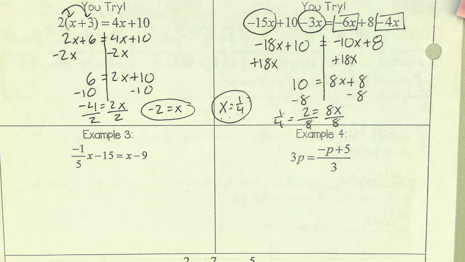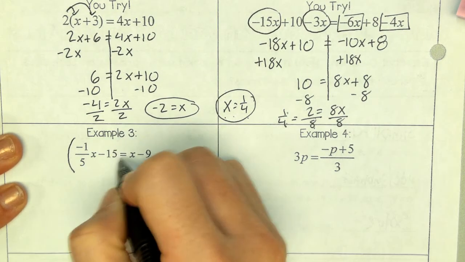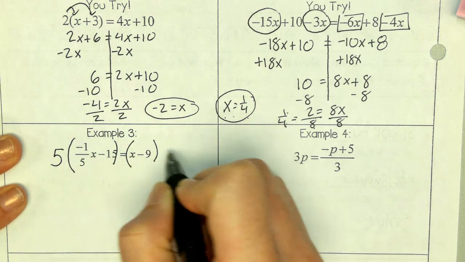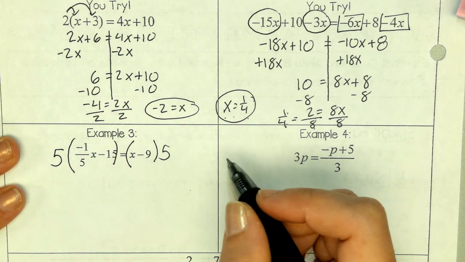Okay, on example 3, there is a fraction there, and I told you how to get rid of fractions. What should I do to get rid of that 5? We're going to multiply every single term by 5. If there is more than just that one fraction, we would have to find the least common multiple. But this one's easy. We're just going to multiply both sides by 5.